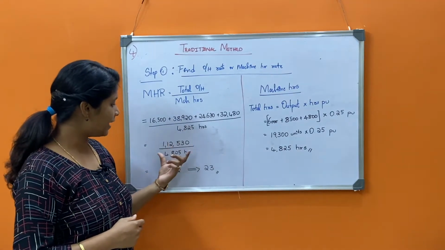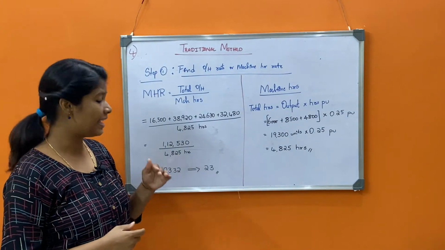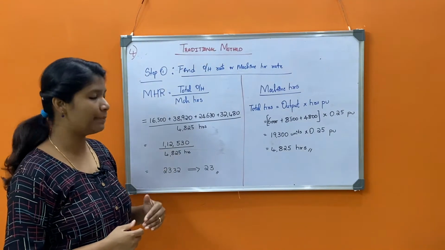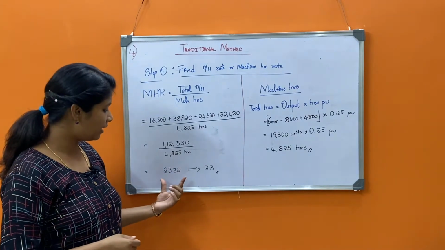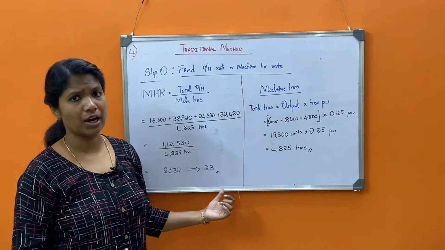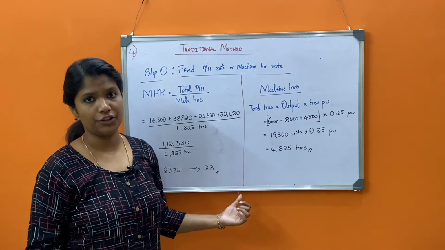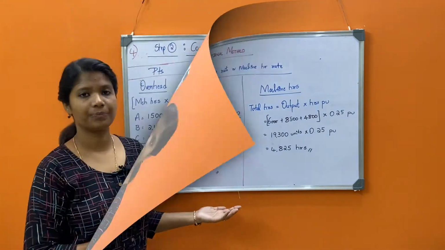Once I divide that, I get 1,12,530 rupees as the overhead cost, divided by the total machine hours consumed. What machine hour rate do I get? 23.32, or you can round it up and say it's just 23. Okay, so this completes our step number 1.